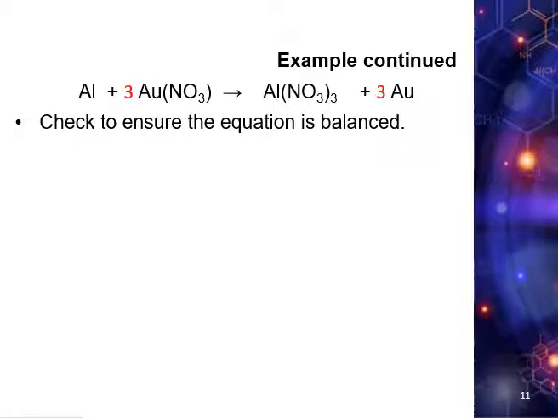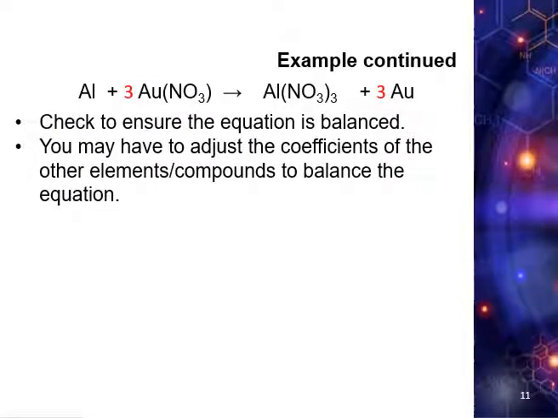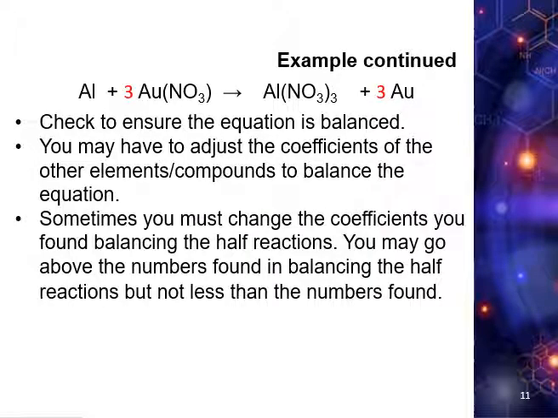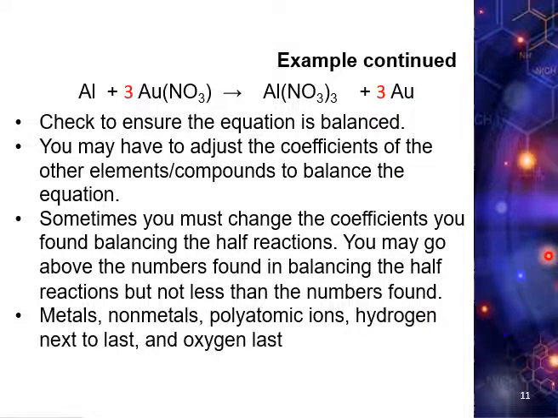Check to ensure the equation is balanced. You may have to adjust the coefficients of the other elements or compounds to balance the equation. Sometimes you must change the coefficients, for example, this 3 and this 3, that you found balancing the half reactions. You may go above the numbers found in balancing the half reactions, but not less than the numbers found. To balance, do metals first, nonmetals, polyatomic ions, hydrogen next to last, and oxygen last. If you will follow this rule, in general, the equations will balance very easily.